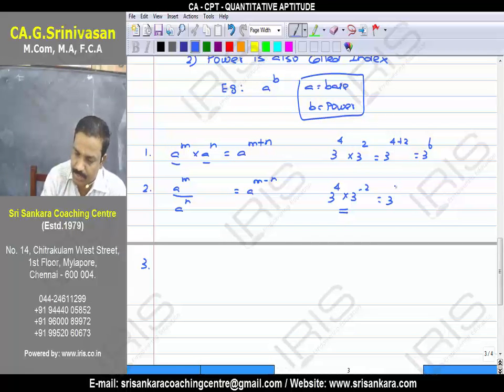For example, 3 power 4 minus 2 is going to be 3 power 2. We should not change the sign because we are not subtracting. When I say addition, as such we have to write. Here power is 4, here power is minus 2, as such I am writing.